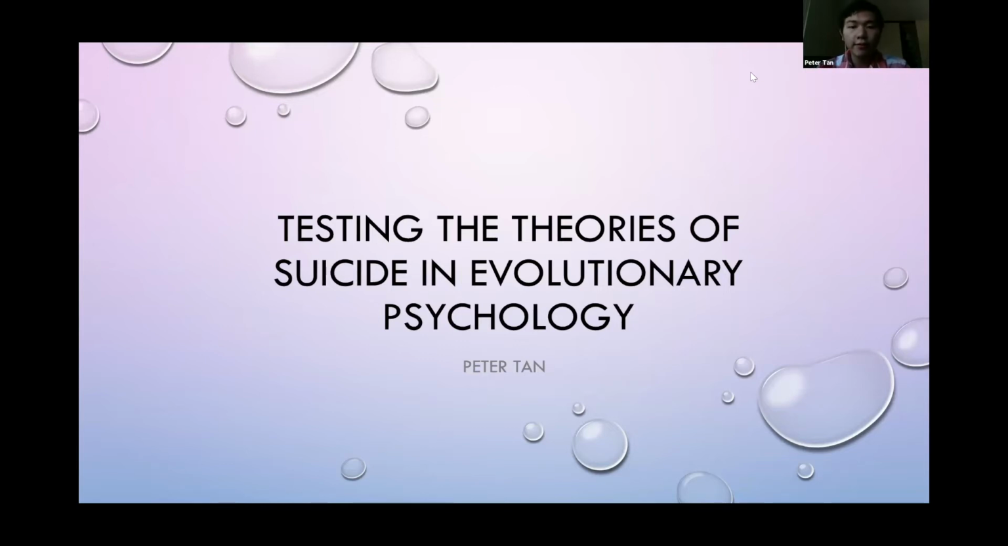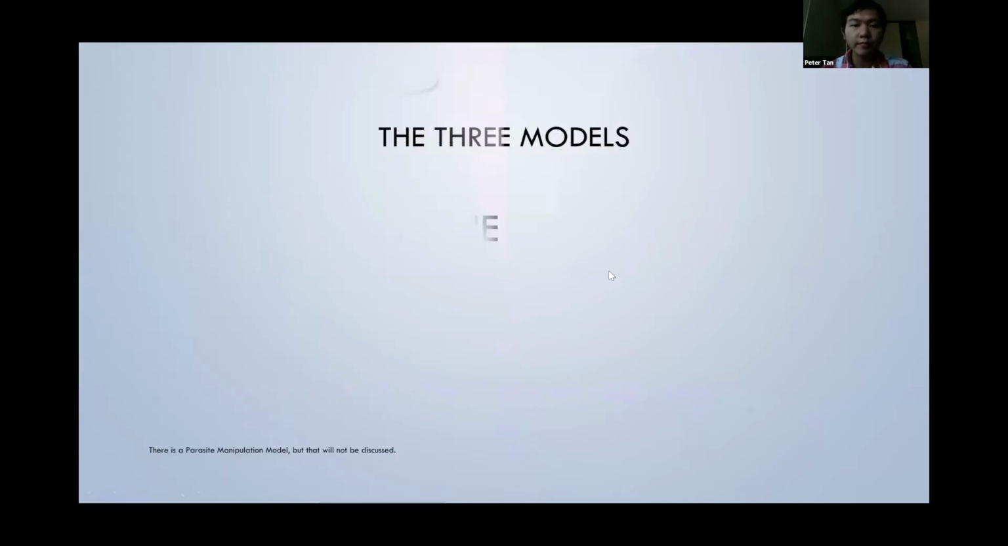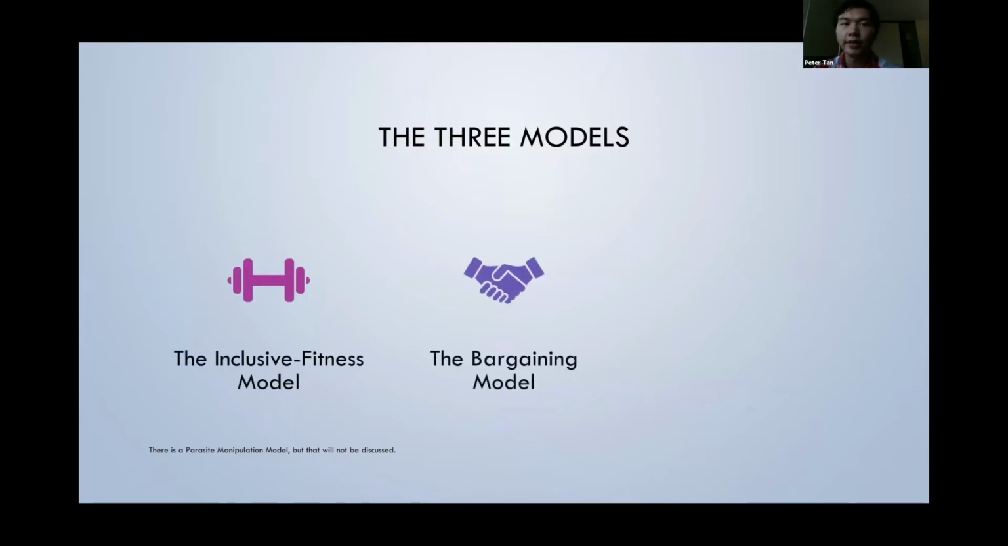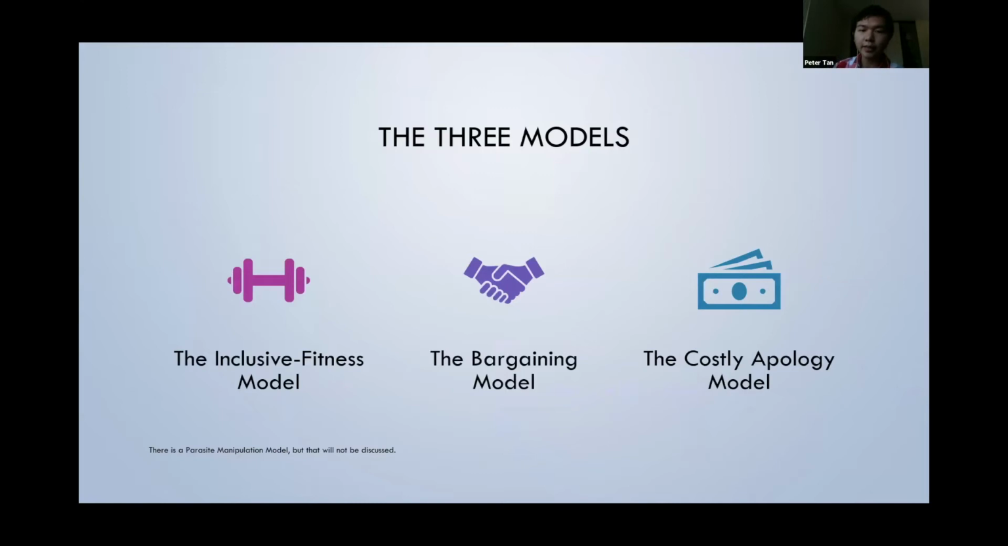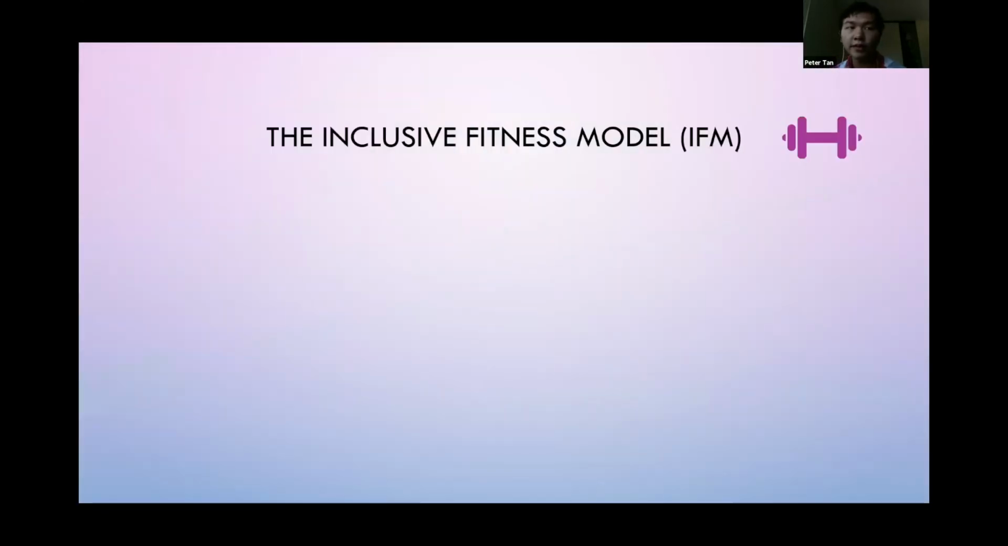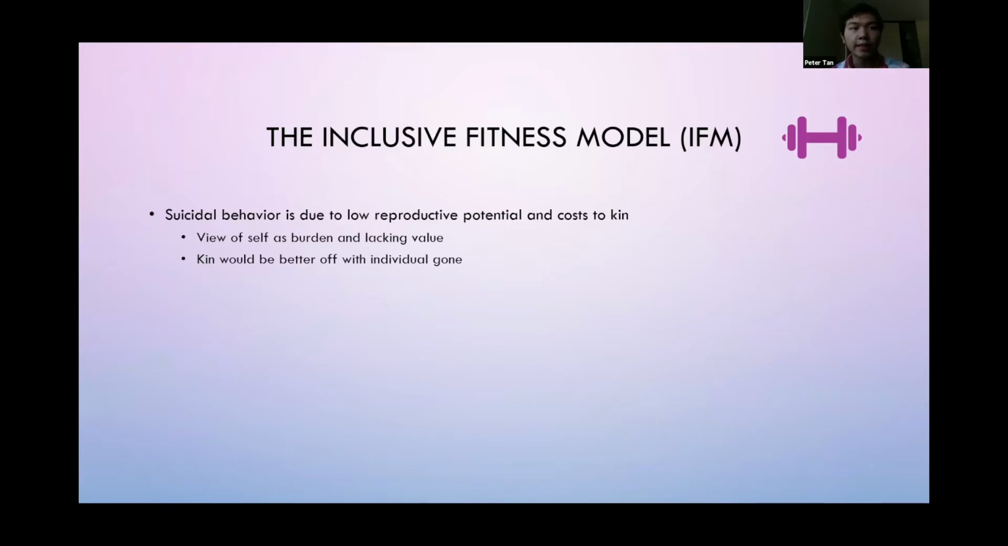First, starting off, there are three models describing suicidal behavior in evolutionary psychology: the inclusive fitness model, the bargaining model, and the costly apology model. So we'll do a quick overview of these models. First, the inclusive fitness model explains that suicidal behavior is due to low reproductive potential and cost to kin. So basically, the actor views themselves as a burden and that their kin would have a greater chance of survival with the individual gone. The goal of this type of suicide is death. So essentially, it's an altruistic sacrifice to relieve kin of their burden.